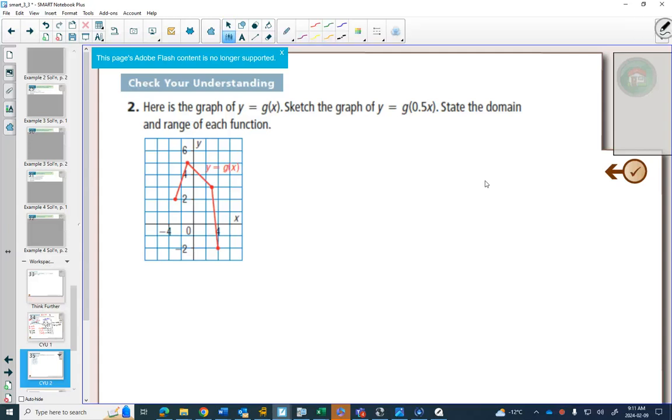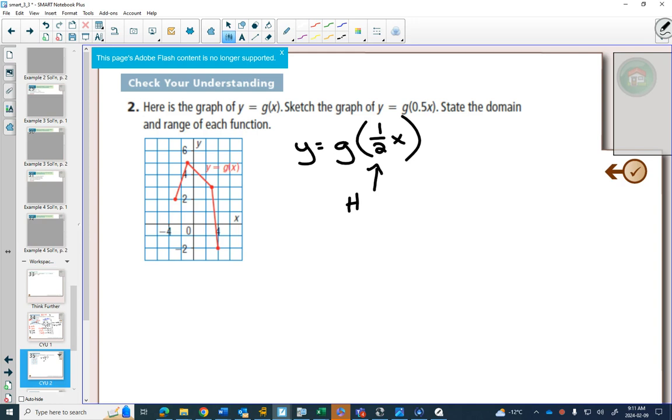And we'll go to example 2. I'm going to change that 0.5 to a fraction. You're going to find working with fractions easier than working with decimals. So this would be y equals g of 1/2 x. I notice the 1/2 is inside.